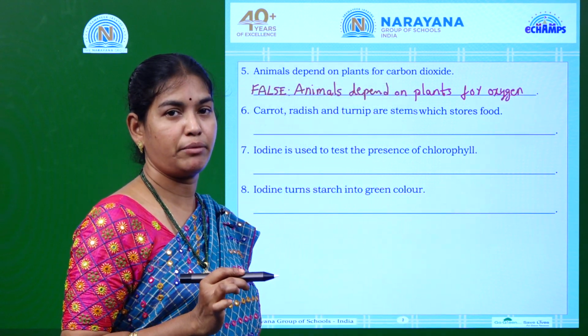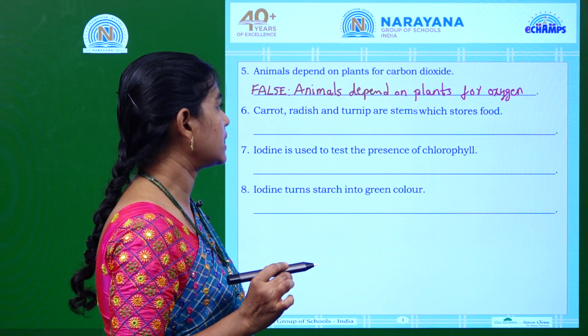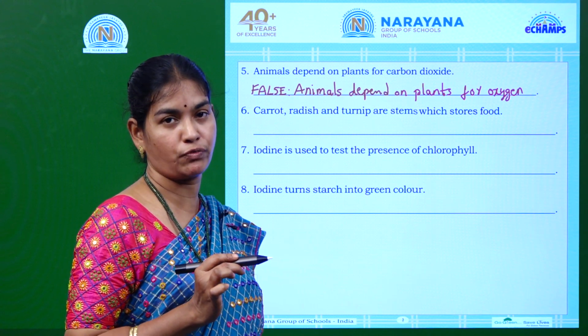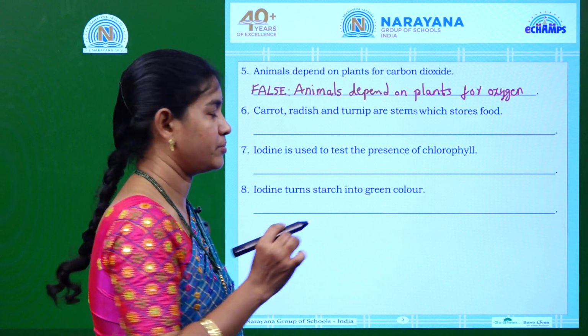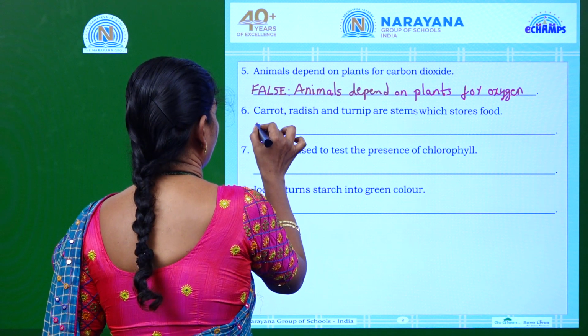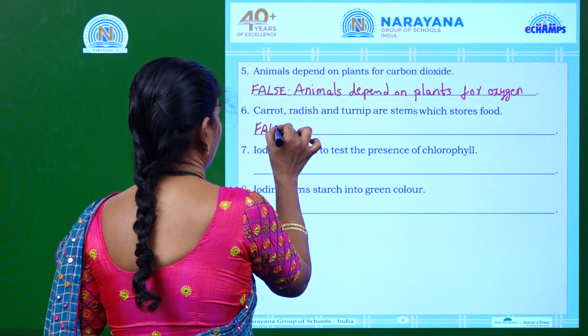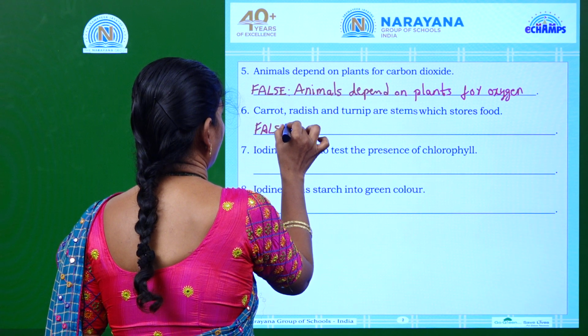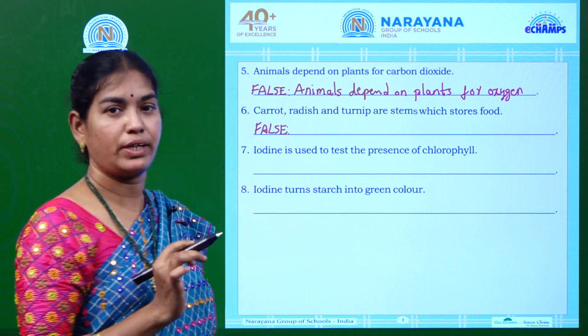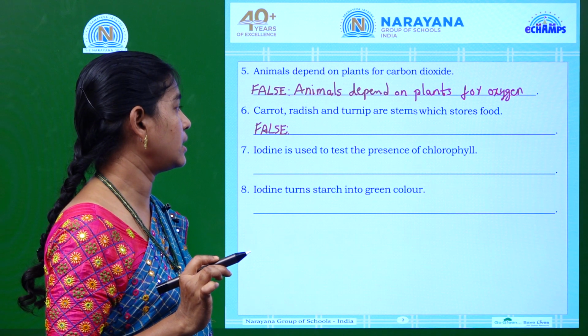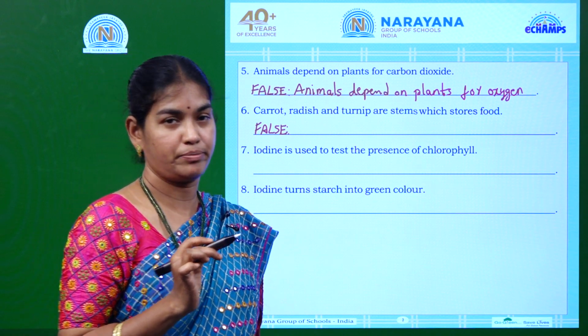Next, coming to the next statement: carrot, radish and turnip are stems which store food. This is a false statement. The correct statement is: carrot, radish and turnip are roots which store food.